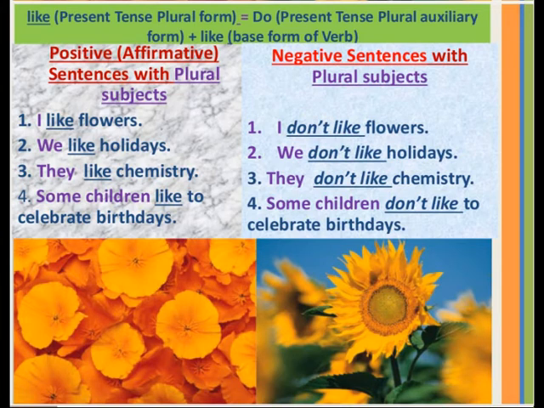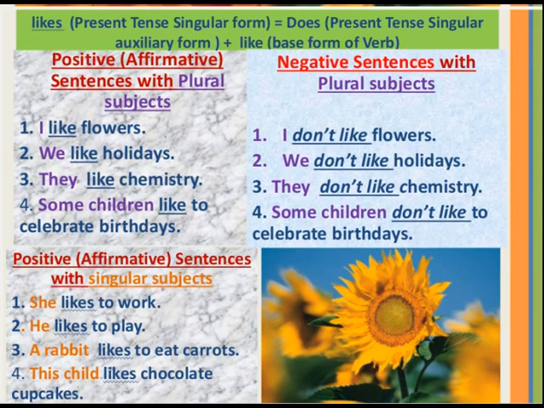Okay. Again, positive sentences with singular subjects. Singular means one in number. Here we have she, he, a rabbit, this child. Singular subject. Okay, there is a slight difference in the verb form. Instead of like, what is used? Likes.